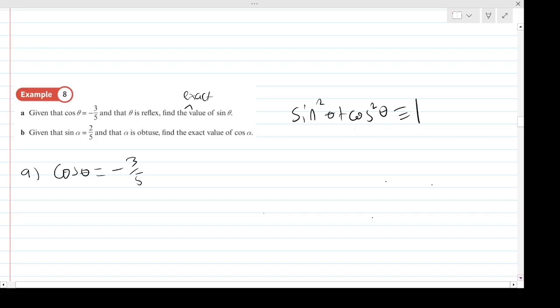Right. And now what this does is it gives us a relationship between cos and sine without having to find the angle, right? Without having to do inverse cos or inverse sine. So what we can say then is, if cos theta is minus 3 over 5, then cos squared theta, if we square both sides, is going to be positive 9 over 25, if we square minus 3 over 5.